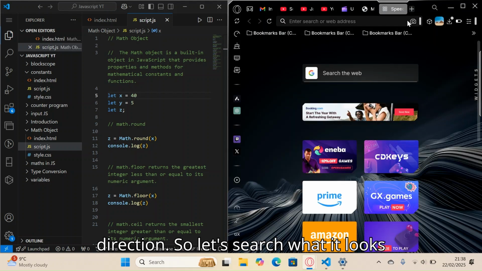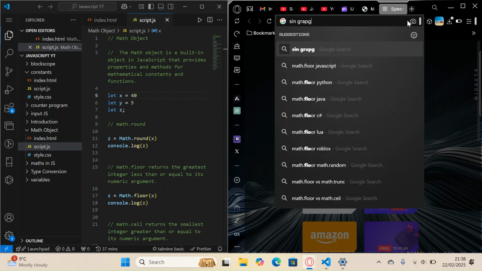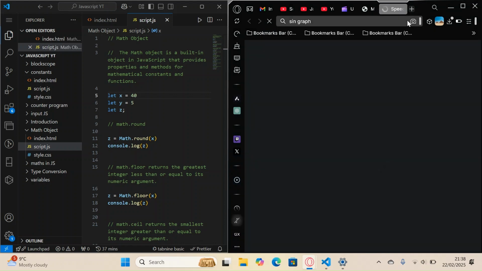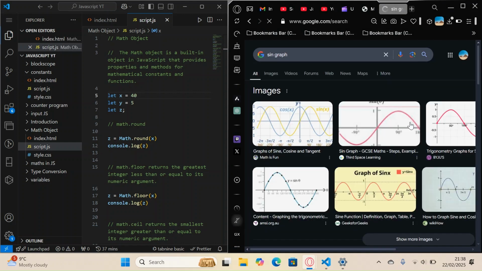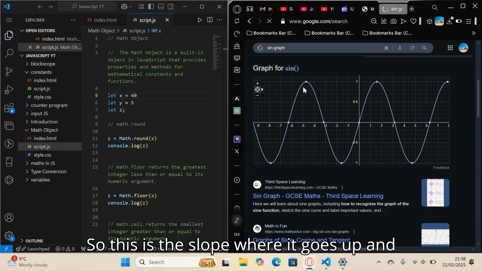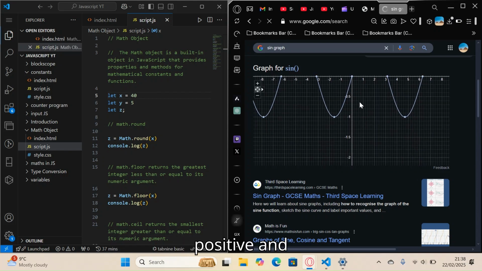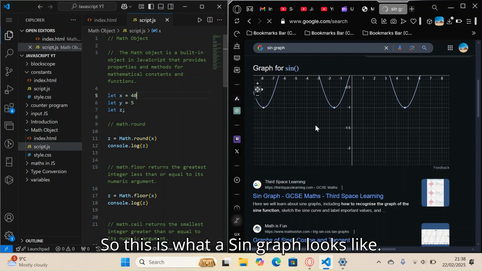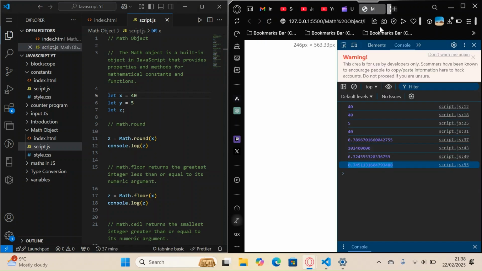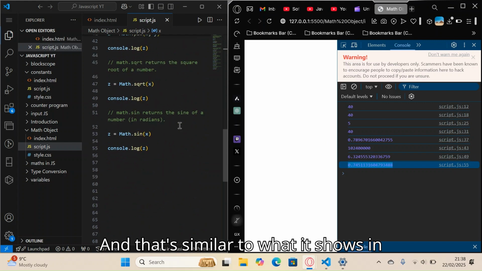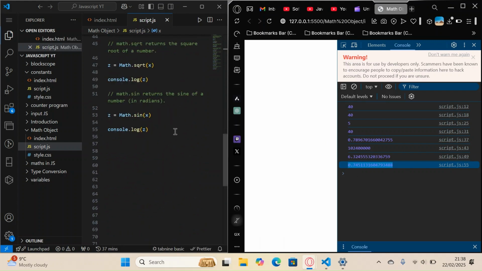So let's search what it looks like. Sine graph. So this is a slope where it goes up and down, positive and negative. This is what a sine graph looks like, and that's similar to what it shows in programming.